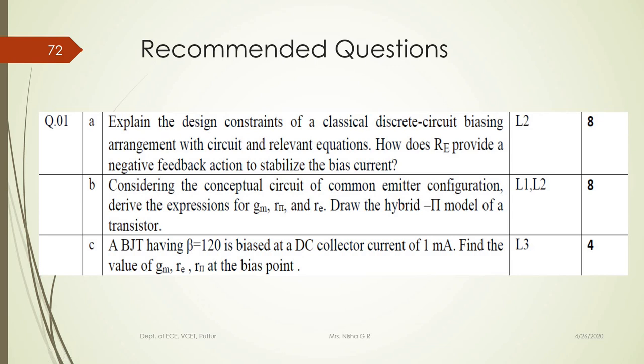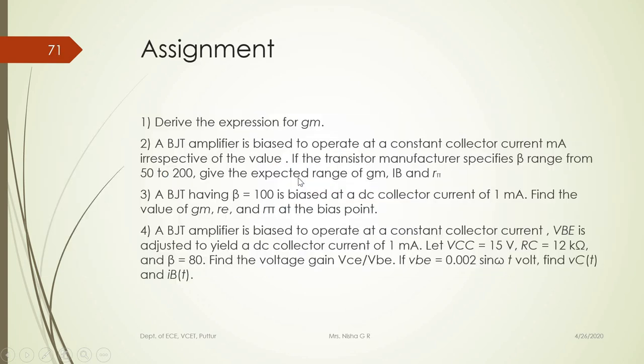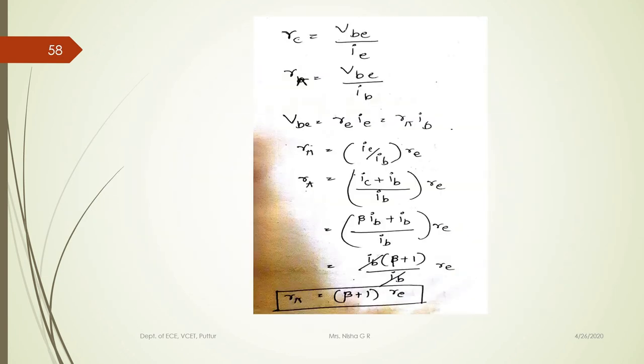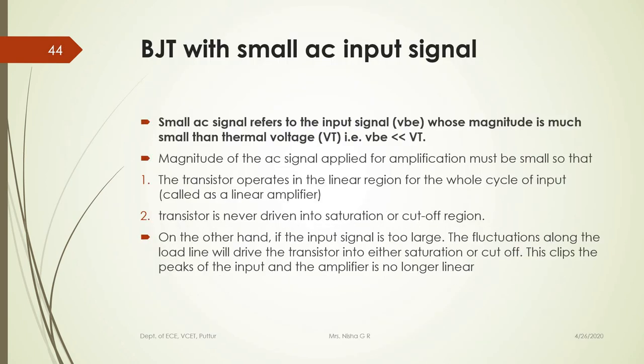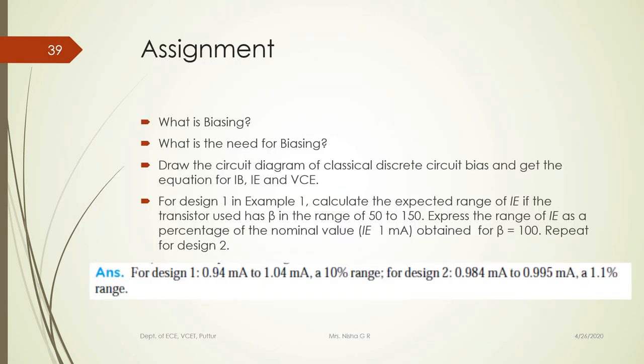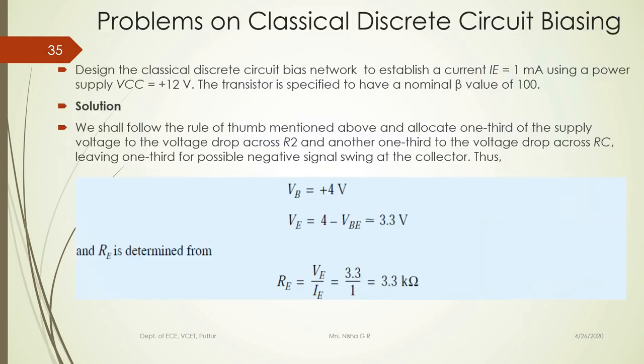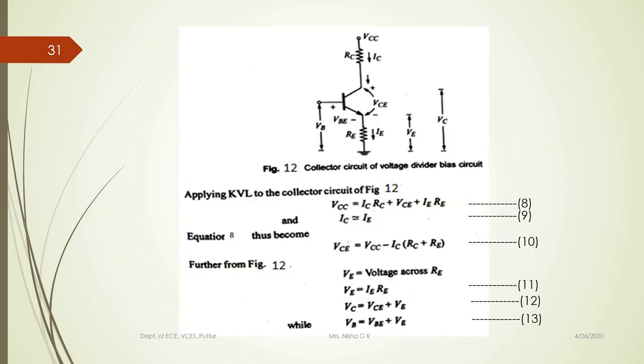So the first question is: explain the design constraints of the classical discrete circuit biasing arrangement with circuit and relevant equations, and explain how RE provides a negative feedback action to stabilize the bias current. Let us see what you need to write down for this question. It has been asked for 8 marks, a very important question, one of the expected questions in the exam.